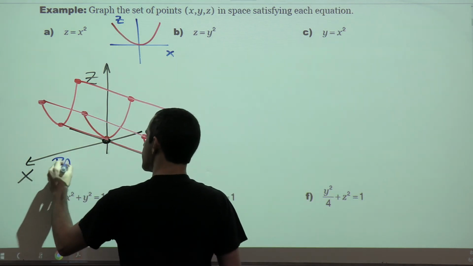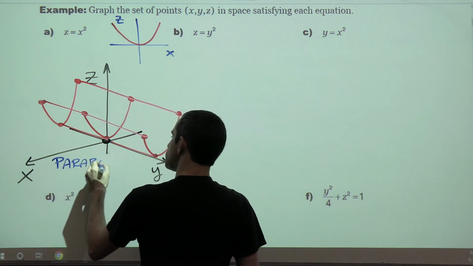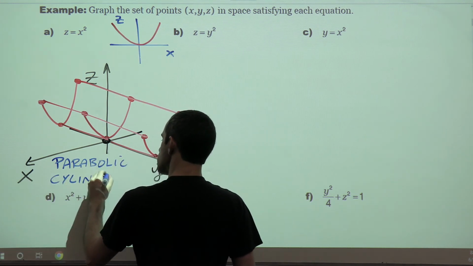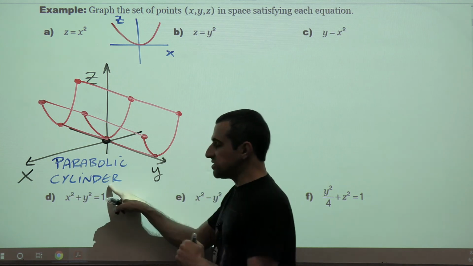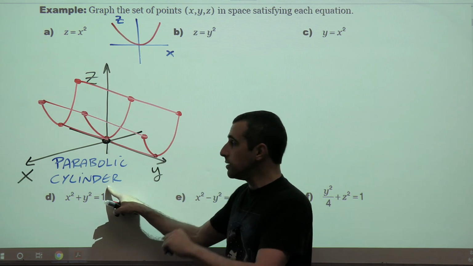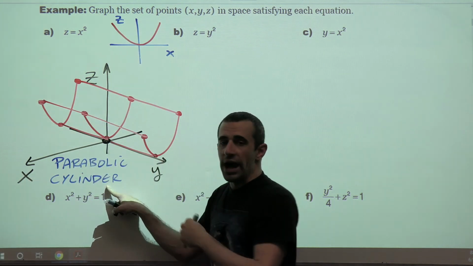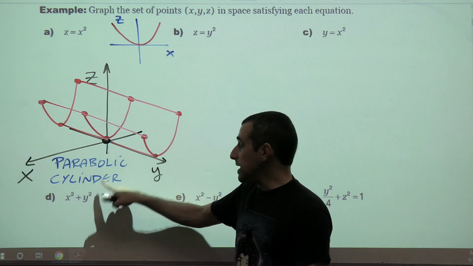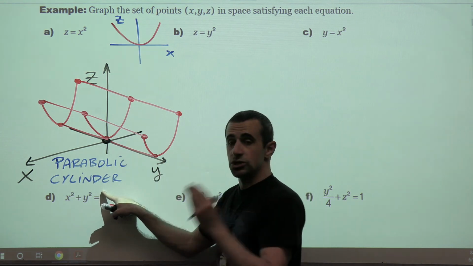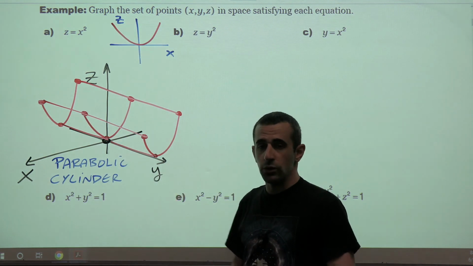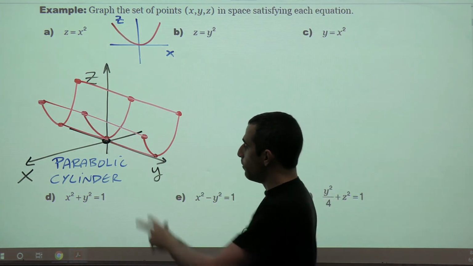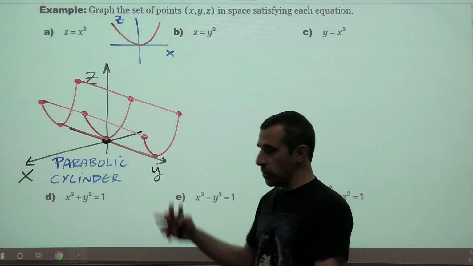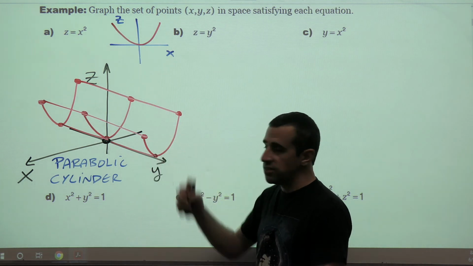It's a parabolic cylinder. The reason why it's called a cylinder is because it's not circular, but the cross sections perpendicular to the y-axis all look the same. That's what makes it cylindrical. And now it's called a parabolic cylinder because those cross sections are parabolas as opposed to circles like we have on a regular cylinder. So parabolic cylinder. Again, that is the sort of fancy mathematical way to refer to it. It's the mature mathematical way to describe this shape.